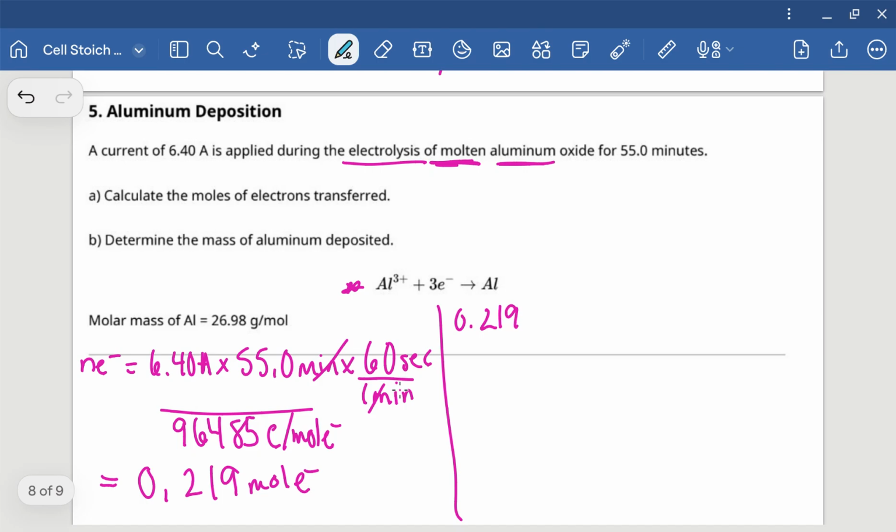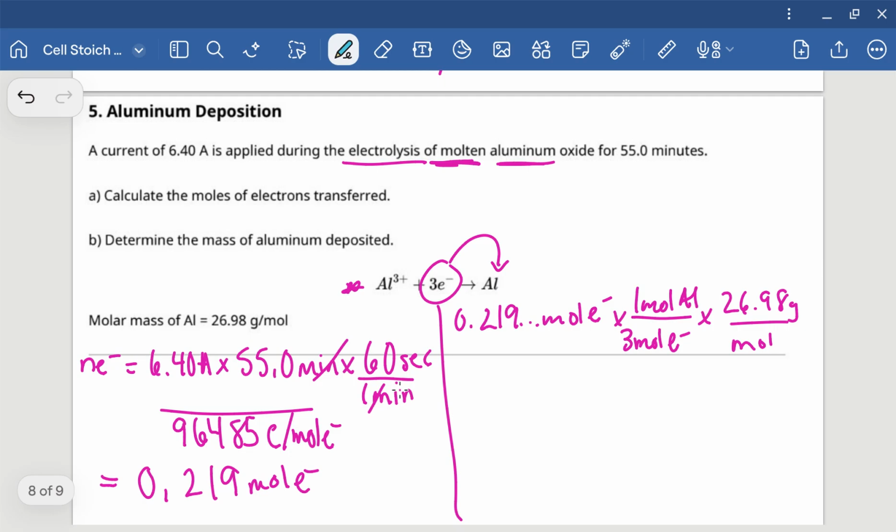Keep that value in your calculator, and then turn your moles of electrons into moles of the metal using that mole ratio. So 1 mole of aluminum over 3 moles of electrons. And then using that molar mass to turn it into grams. And if we do that all correctly, we should get 1.97 grams.